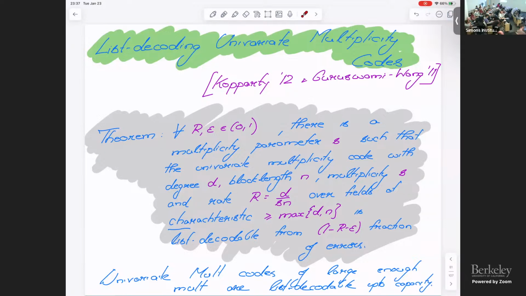People have considered subfield subcodes, like when you go from Reed-Solomon codes to BCH codes, you can also take subfield subcodes. That's interesting. I haven't seen such work. Usually what's done to get to constant size alphabet is concatenation, reducing the alphabet size and analyzing how the list decoding algorithms work under concatenation. I haven't seen the BCH version in this context.